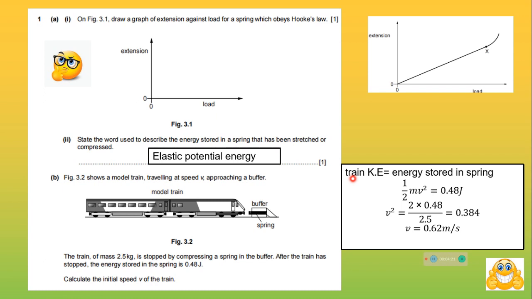We know that the train's kinetic energy is equal to the energy stored in the spring. So the formula for kinetic energy is 1/2 mv². m is the mass, given as 2.5 kg. v we have to calculate, and it is equal to 0.48 joule, the energy stored in the spring. So v is equal to 0.62 meter per second.